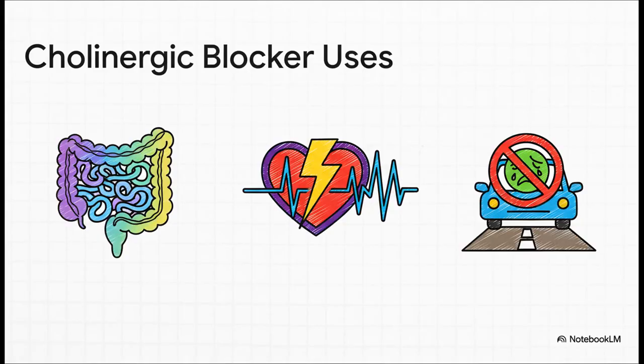And this is just a perfect illustration of their uses. They can calm down an overactive gut in something like IBS. They can be used in an emergency to speed up a dangerously slow heart. And of course, the classic one, a drug like scopolamine is famous for being super effective against motion sickness.